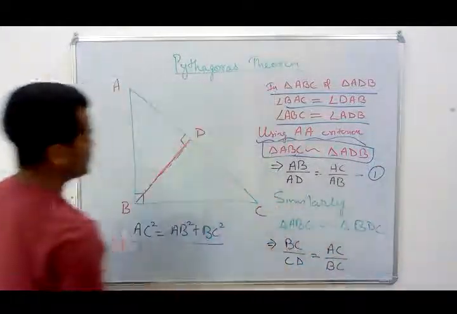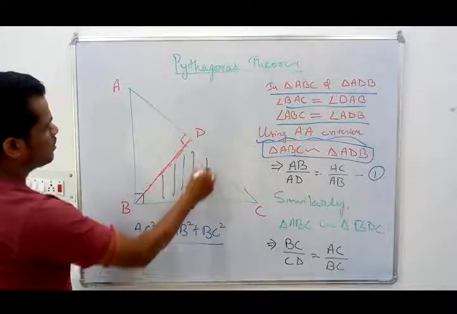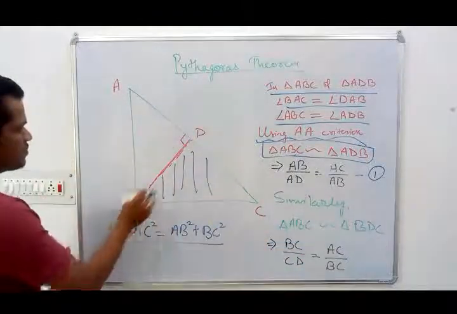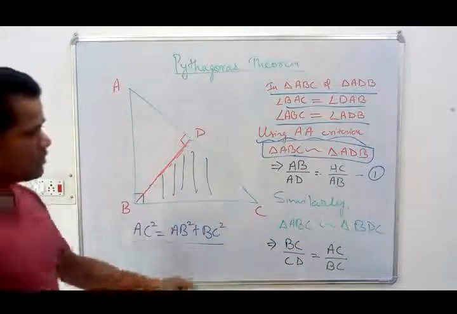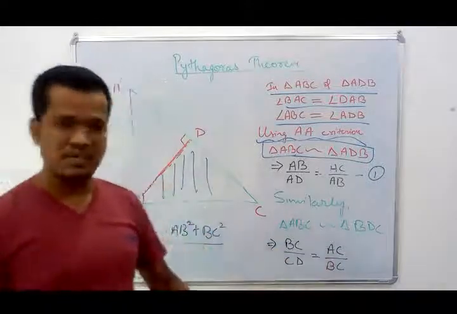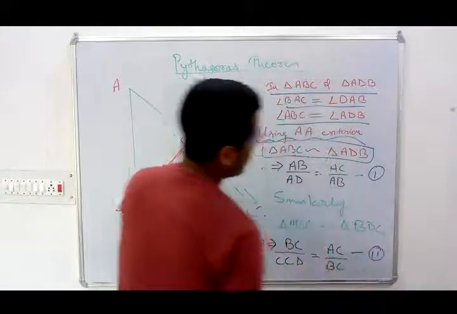Similarly, we do the same with the larger triangle and this other smaller one. Here we are dealing with ABC and BDC. In the same way you will find this relation: BC by CD is equal to AC by BC. Here we have one relation, and here we have the second relation.